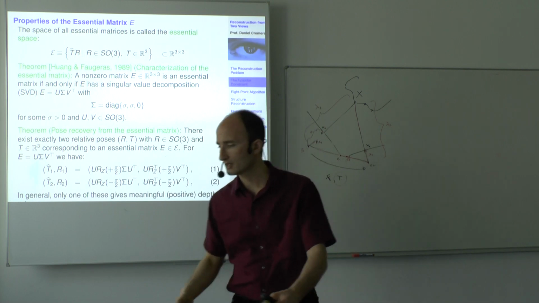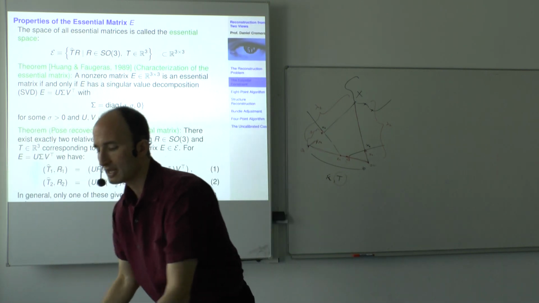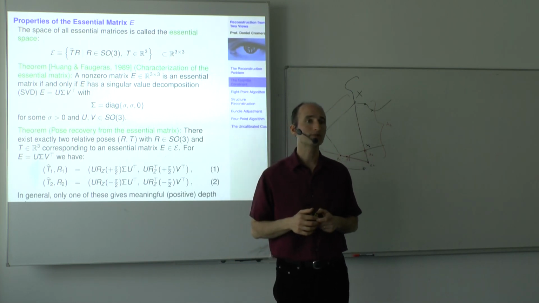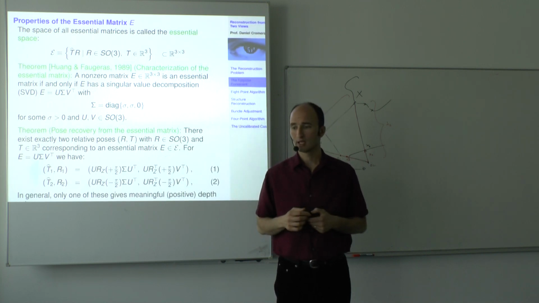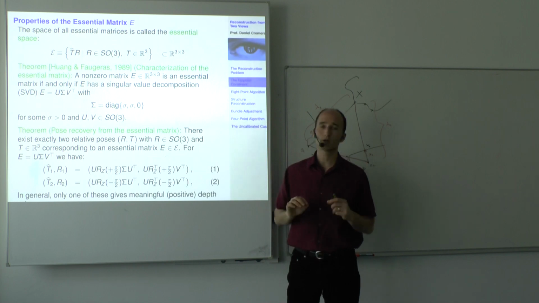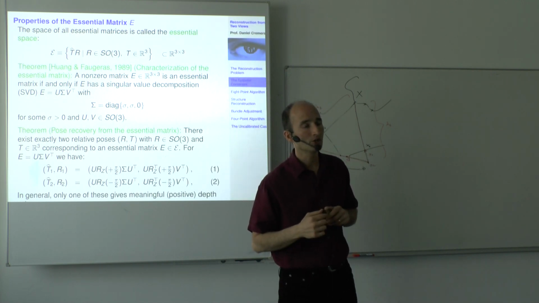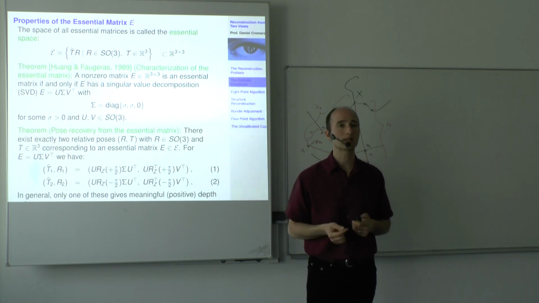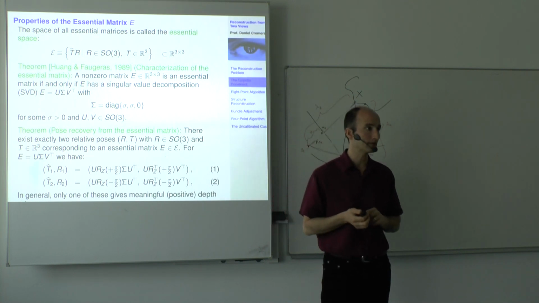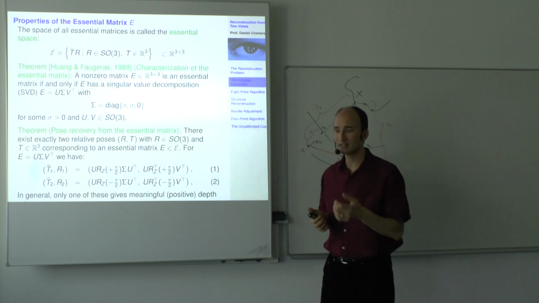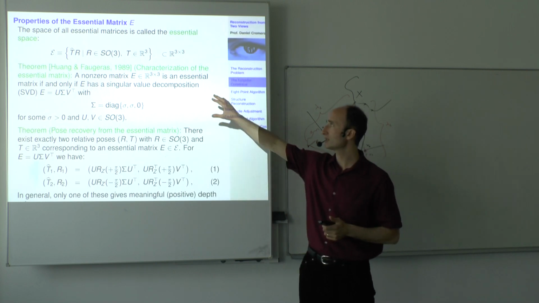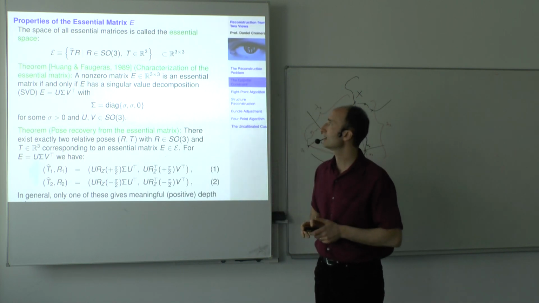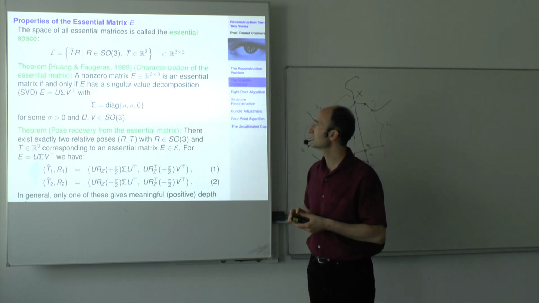And the reason why we want to study that essential space is because we want to estimate the essential matrix from the 2D coordinates. And once we estimate the essential matrix, we want to extract rotation and translation. So it is useful to know what essential matrices look like, and is there a way to get rotation and translation once we have the essential matrix. And indeed, this space can be characterized. This is a theorem from 1989, Huang and Faugeras. They showed that essential matrices have a particular property.